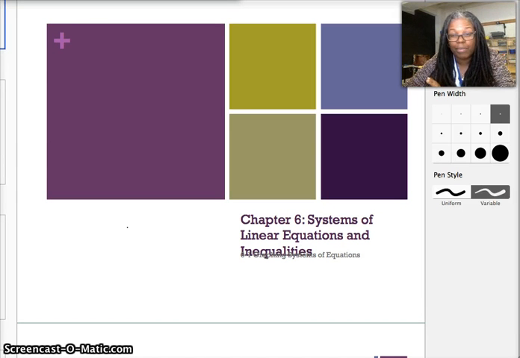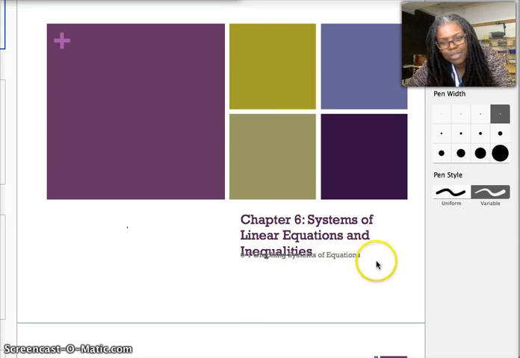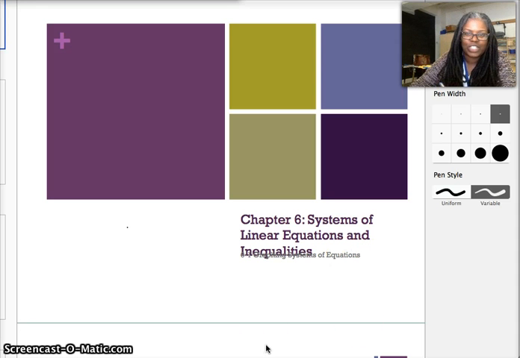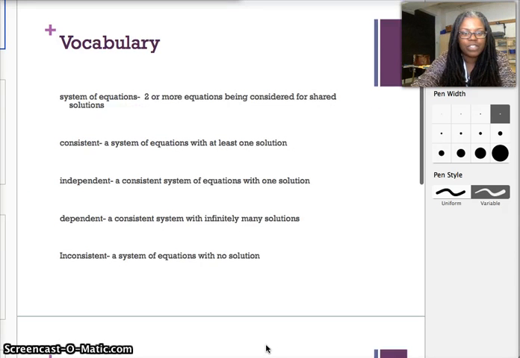We've got some vocabulary, a little bit extensive, but not too bad for you guys. And I know you can't see it, but it says graphing systems of equations. That's the name of section 6.1. Let's get started. So here's our vocabulary.